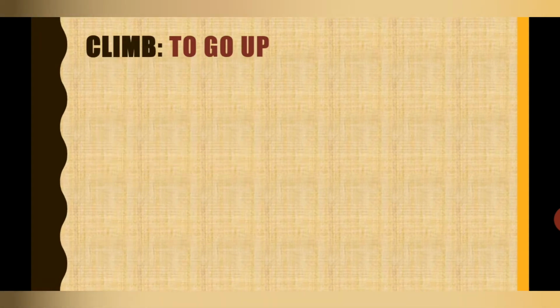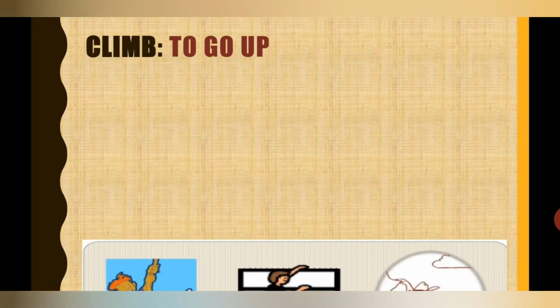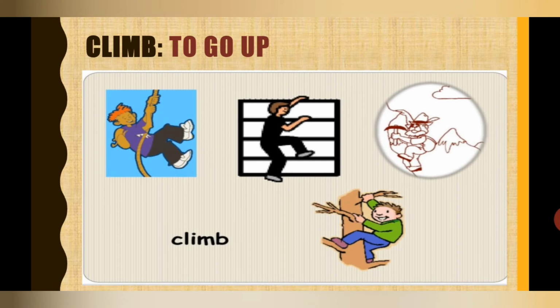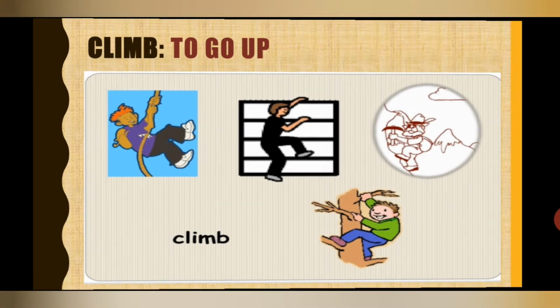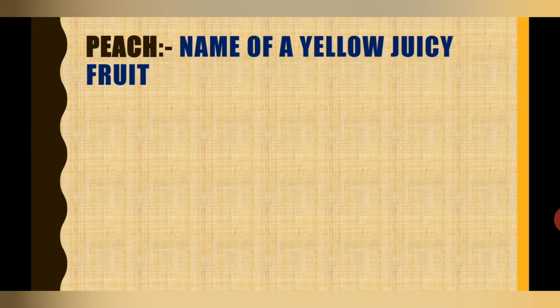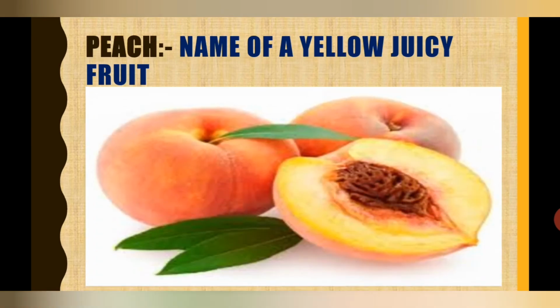Next we have climb. Climb means to go up. Okay, this is like how we climb. Next we have peach. Peach is the name of a yellow juicy fruit. Okay, this is a peach fruit. You can see it in the picture.